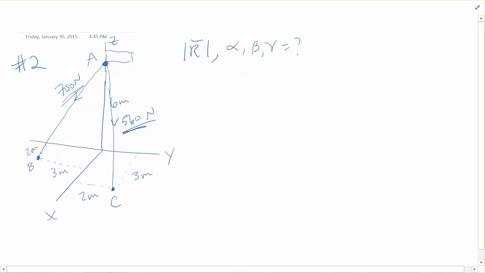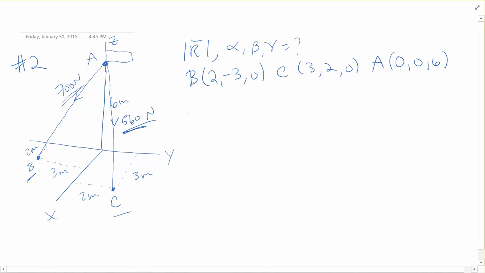First, let's write down the coordinates of these points that are shown. If we look at point B, over here, our coordinate for that would be (2, -3, 0). Our coordinate for C is going to be (3, 2, 0). And then finally A, at the top of the flagpole, would be (0, 0, 6). Now, to find the resultant vector, we need to be able to add vectors. We're given the magnitude of these forces in the cables, so we need to get the vector forces. So let's do that first.